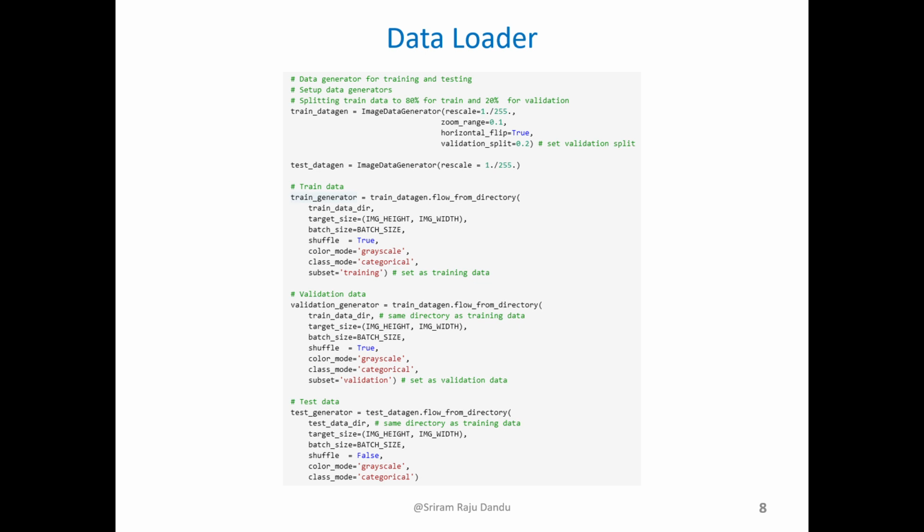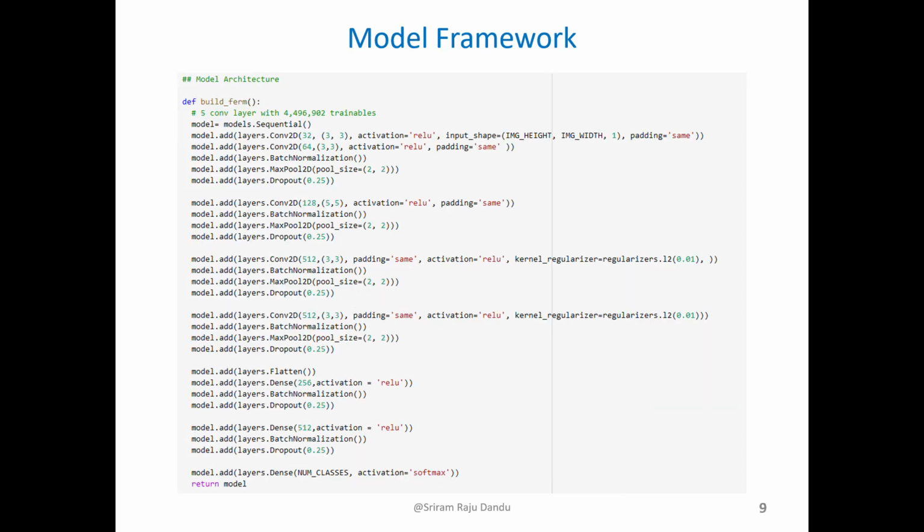You also want to point out that I set the shuffle to be true, because all the samples were organized in their respective folders. So I wanted the shuffle to be true, so that the model doesn't overfit on any one particular class. And this is the model framework using Keras and TensorFlow.